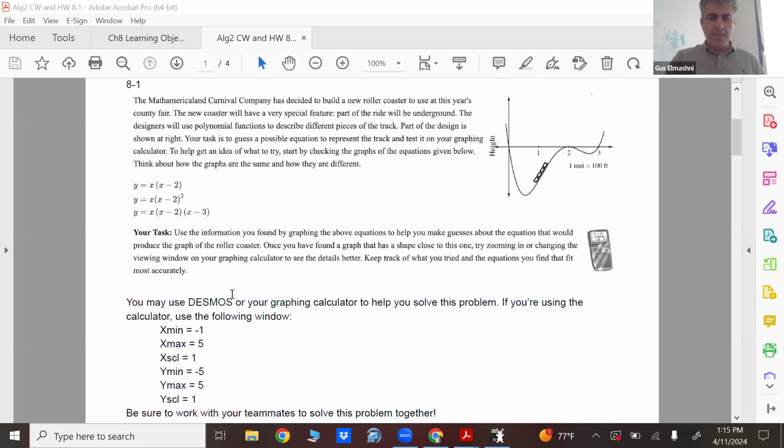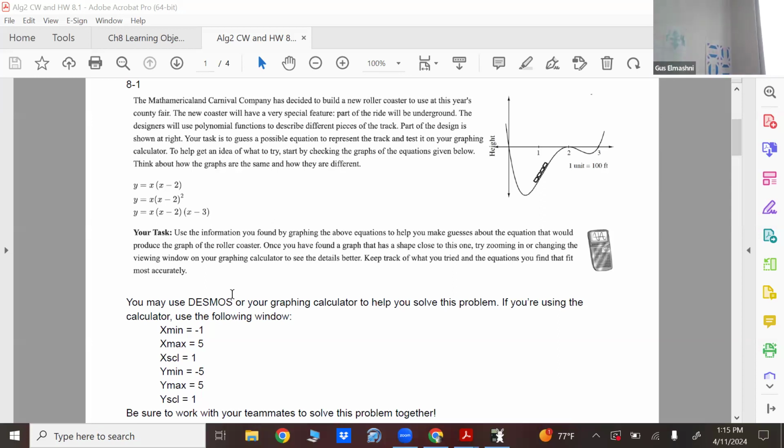So let's talk about this next example. The Math America Land Carnival Company has decided to build a new roller coaster. So kind of like with trig, we did the Ferris wheel. This is now a roller coaster. It has a special feature. Part of the ride will be underground, just like the Ferris wheel. Designers will use a polynomial function to describe different pieces of the track. So this is the track, right?